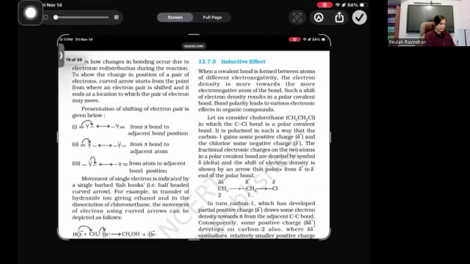Okay, so this arrow mark ends at a location to which the pair of electrons may move. So this is how the electron is moving. From the pi bond to the adjacent bond position, it is moving. Right? From the pi bond to the adjacent bond.